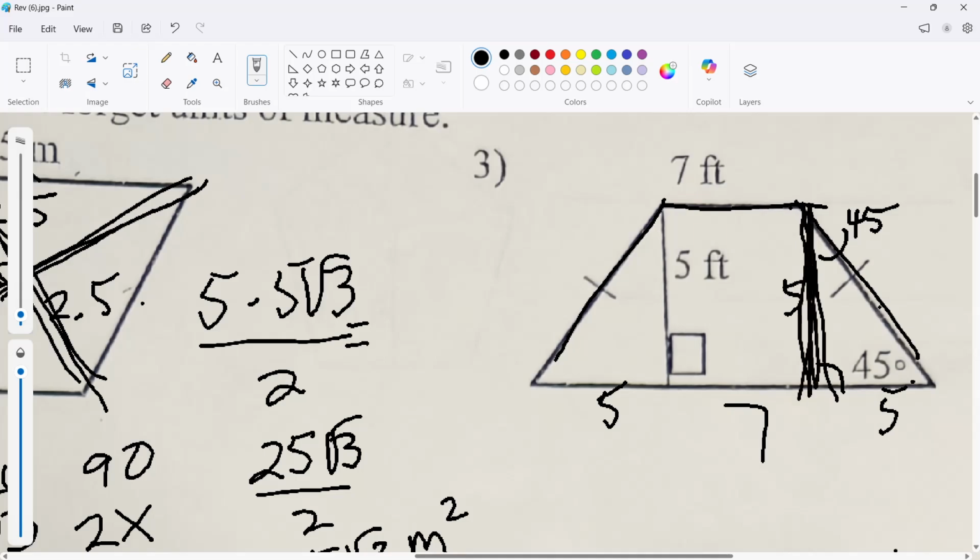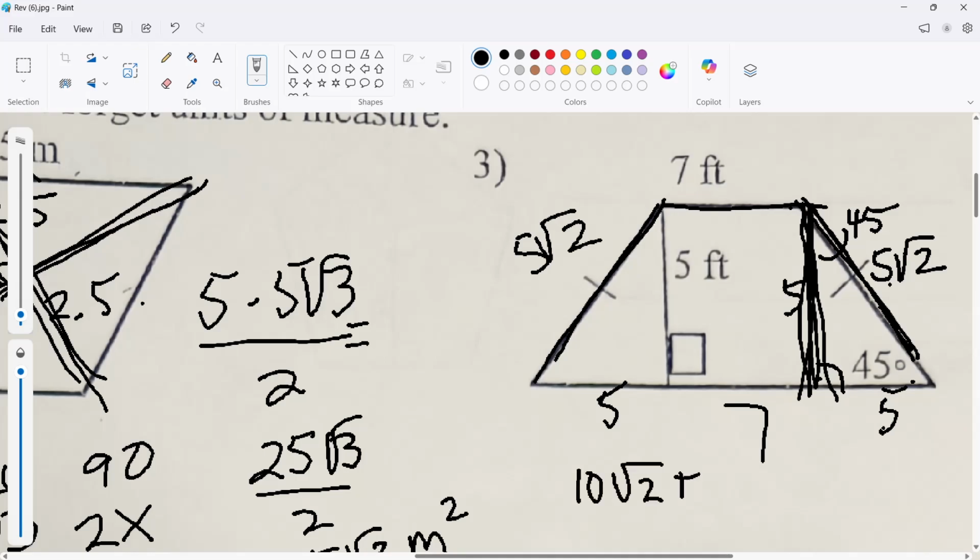So let's see. I've got the perimeter. Oh, I do not have the perimeter. I need this side and this side to get the perimeter. Well, if this is 5 and this is 5, this is 5 square root of 2. Remember, in a 45, 45, 90, the sides opposite 45 are x, and opposite 90 is x square root of 2. So if this is 5, then this is 5 square root of 2, and they're the same, 5 square root of 2. So now I've got my perimeter. 5 square root of 2, 5 square root of 2 is 10 square root of 2 plus 17 plus 7 plus 24. And that's going to be feet.